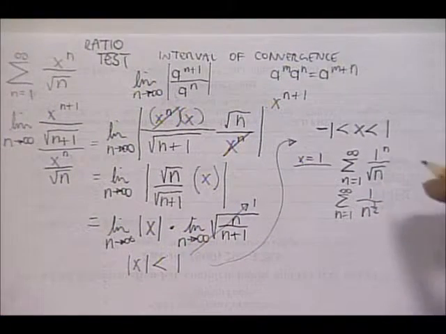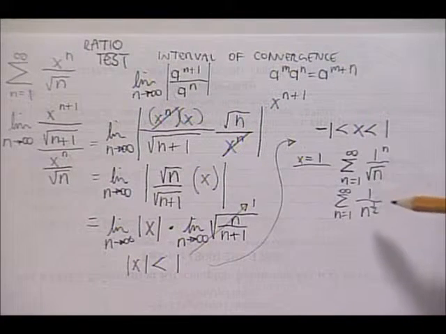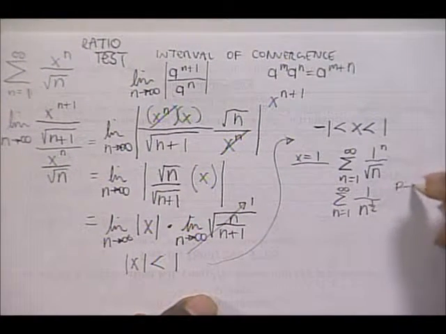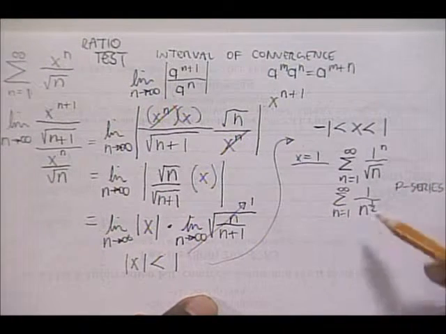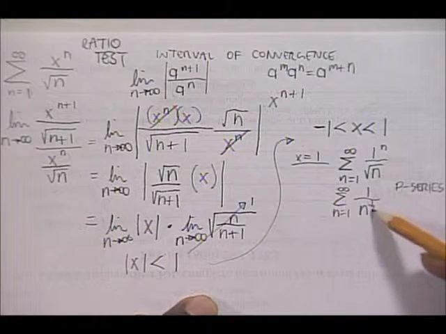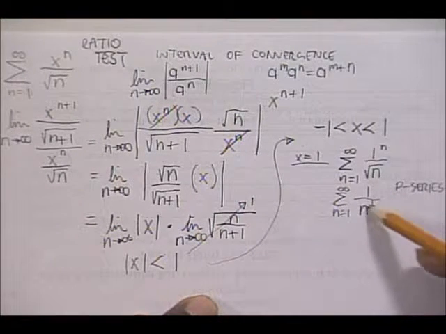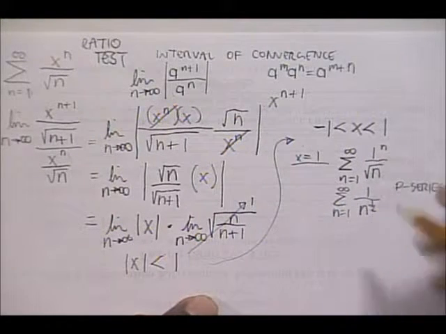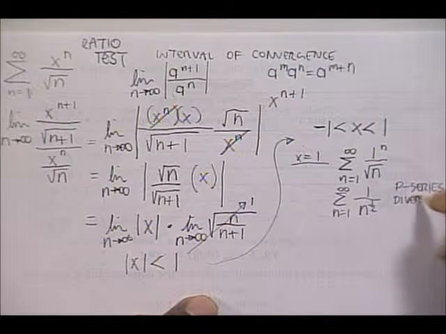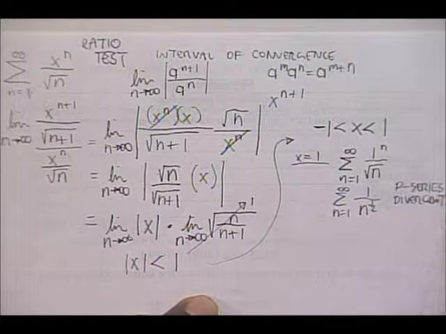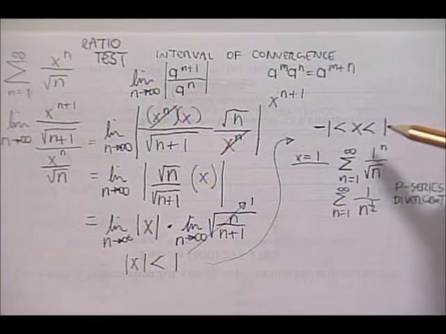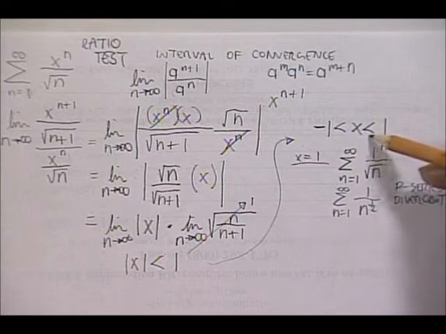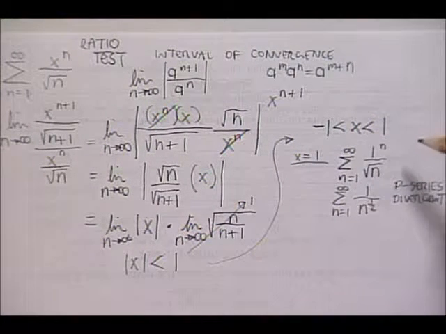Well, if you study this subject of series, you recognize that that is a p-series. And when you have a p-series and you analyze this term here, when this is 1 or less, you're looking at a divergent p-series. All right, so that tells you that at 1, this series will not converge, so you would not put the equal sign there.